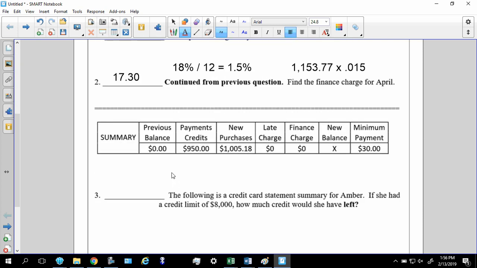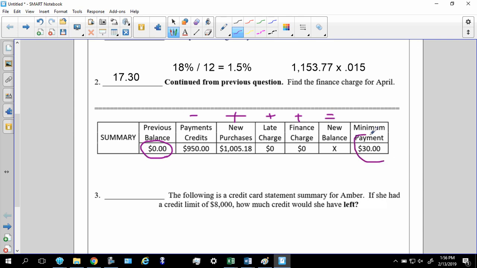All right, next thing here is our previous balance. If you remember, the relationship between all this is I start right here, minus, plus, plus, equals my new balance.